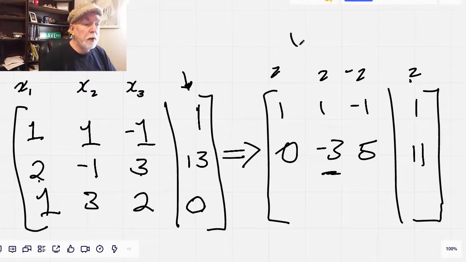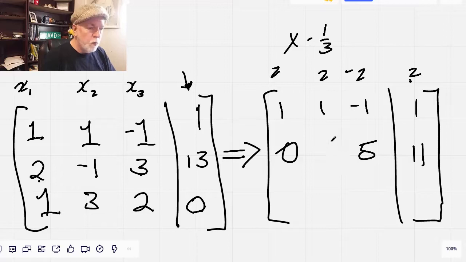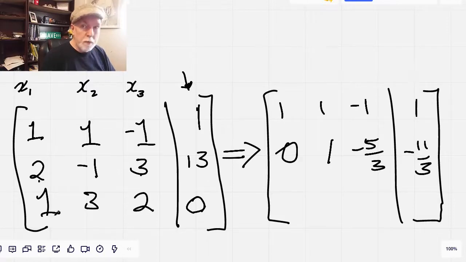So we're going to multiply that row by -1/3. 1, -5/3, -11/3. For the bottom row, we've got a 1 here, so we'll subtract the top row. That gives us our 0 here, 1 minus 1. 3 minus 1 is 2. 2 minus 1 is 3. And 0 minus 1 is -1.